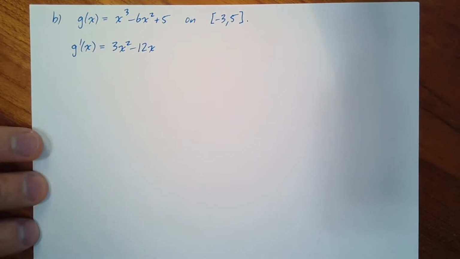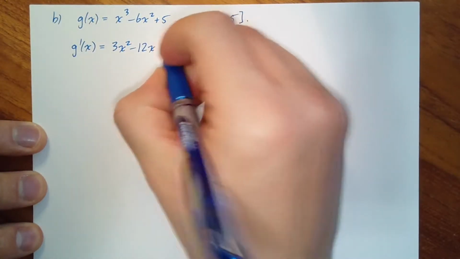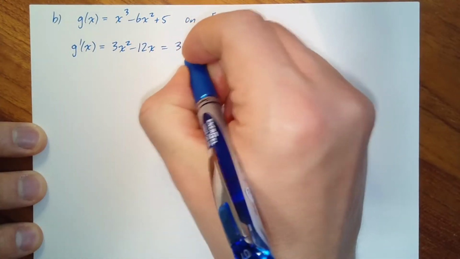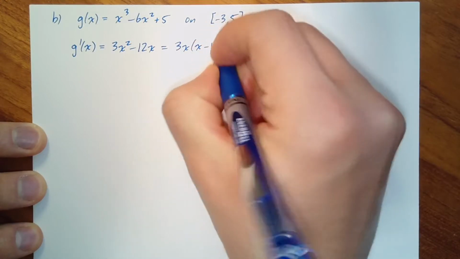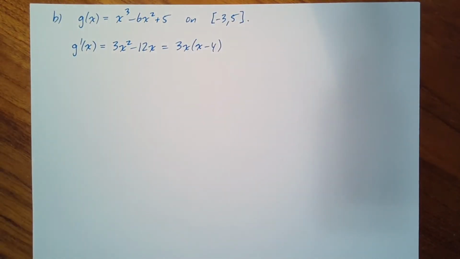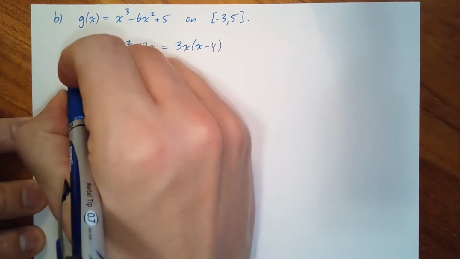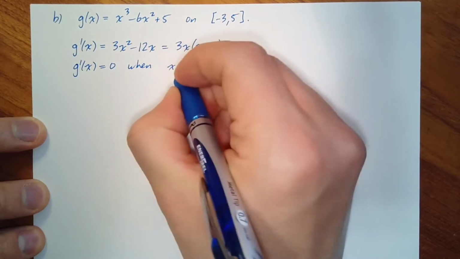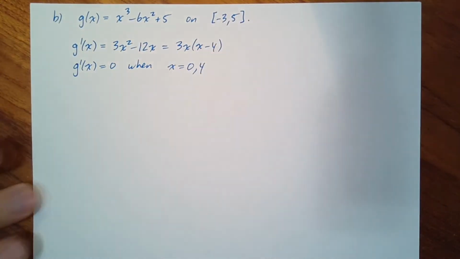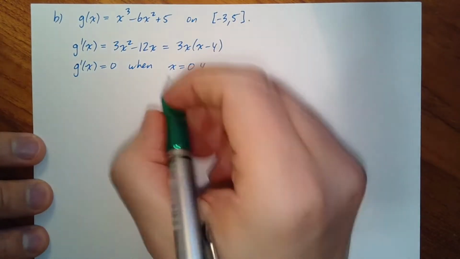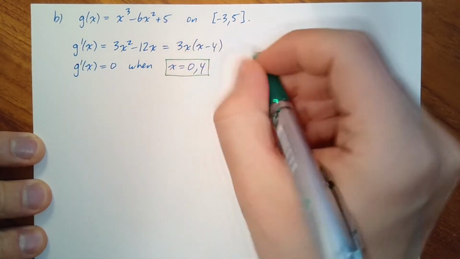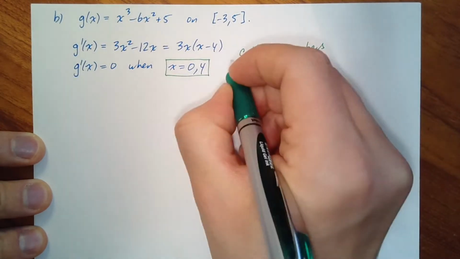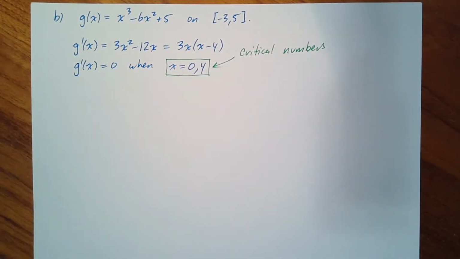So figure out when g prime of x is equal to 0. Factor out everything you can, and here we can pull out a 3x, so we're going to get 3x times (x minus 4). Right away, it's factored nicely. It tells you the critical numbers. g prime of x is equal to 0 when x is either equal to 0 or 4. Just like in the previous example, let's make a point of highlighting these as our critical numbers, and they're both type 1. Okay, so that's step 1 complete.